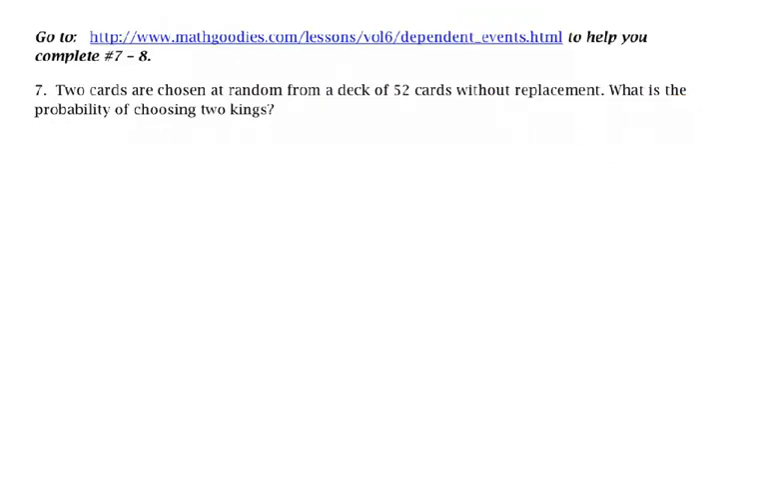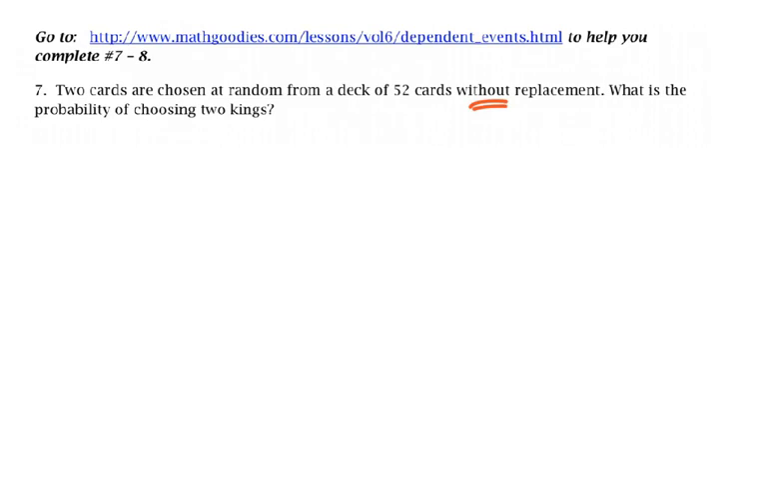Okay, the next two questions, possibly, depending on how you understand it, could take a little bit more extensive explanation. So let me try a couple of things. Two cards are chosen at random from a deck of 52 cards without replacement. That means you take one, you do not put it back. So that's changing how many cards are in the deck overall and what is there. What is the probability of choosing 2 kings?